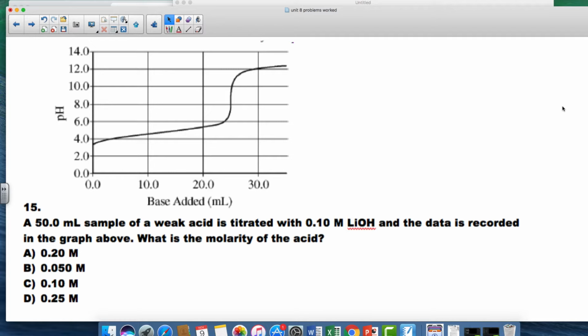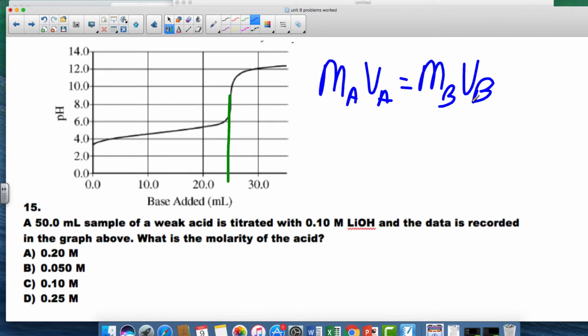We already determined that the equivalence point is here at 25 milliliters. The students can actually do MAVA equals MBVB, but it isn't really necessary because you're using half the amount of base as of the acid. Since you're using half the amount of base as the acid, that means the base has to be twice as strong. So since the base was 0.1 molar lithium hydroxide, that means the acid had to be 0.05 molar.